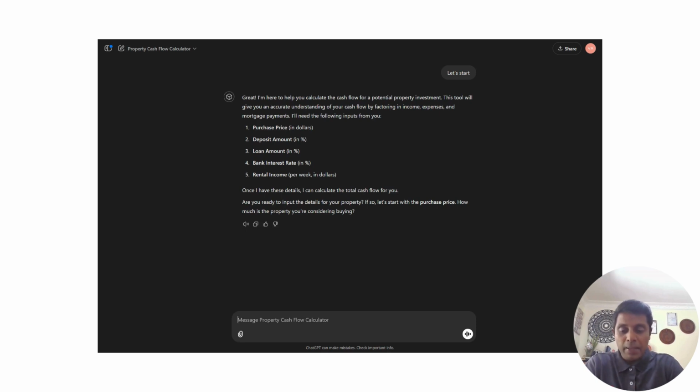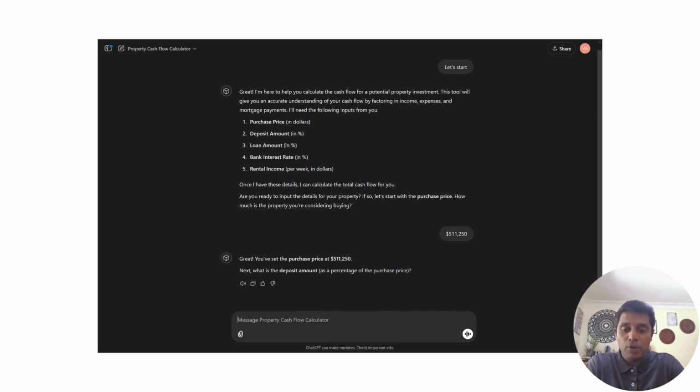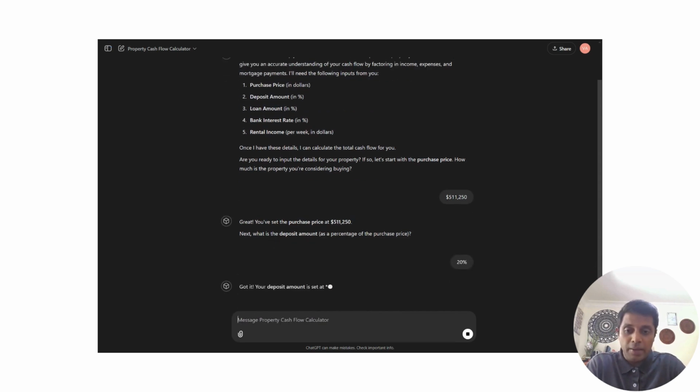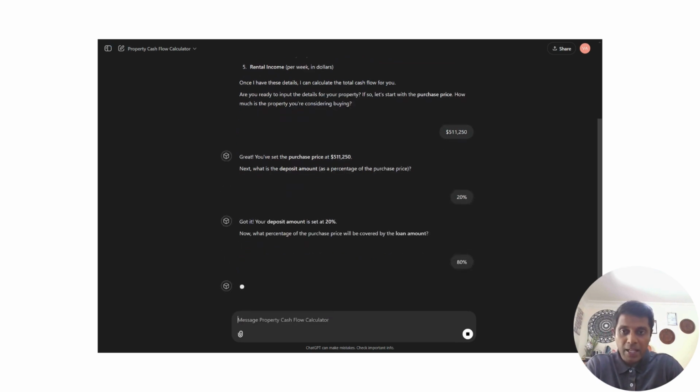So here, Rani and Manny are punching in some of the numbers, starting with the purchase price. They're doing it as $511,250. Then the tool asks what is the deposit amount you're going for. The deposit amount they have sourced is 20%, so they provide that. Of course, the remaining amount is what the bank will lend, so it's going to be 80% anyway.